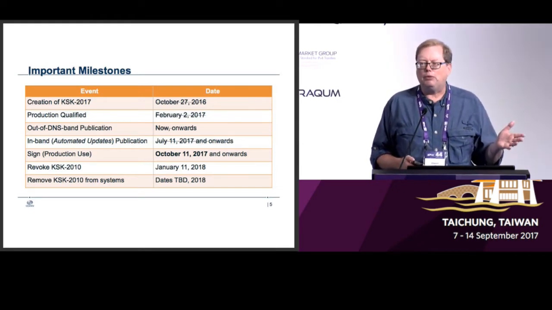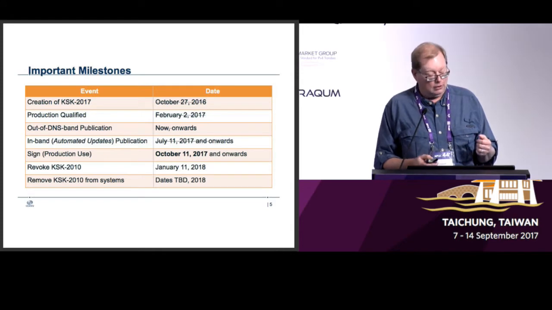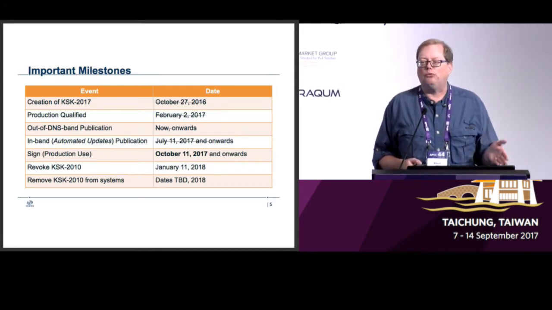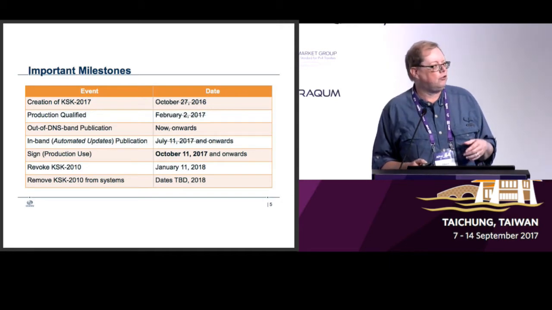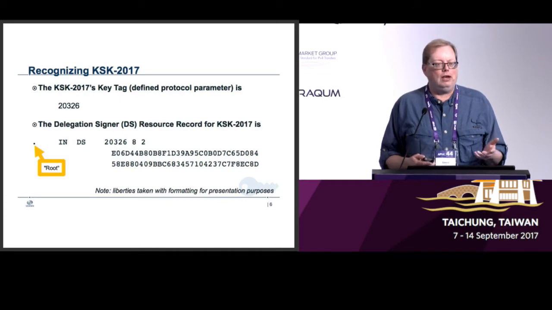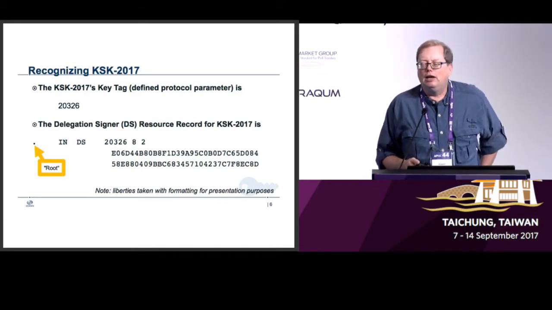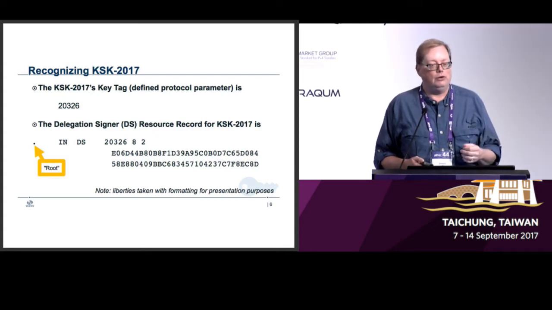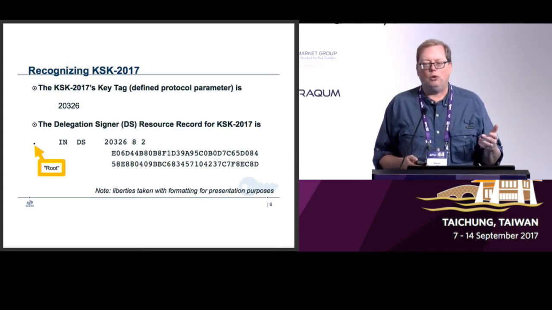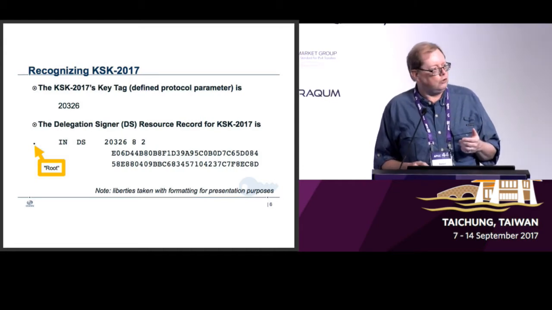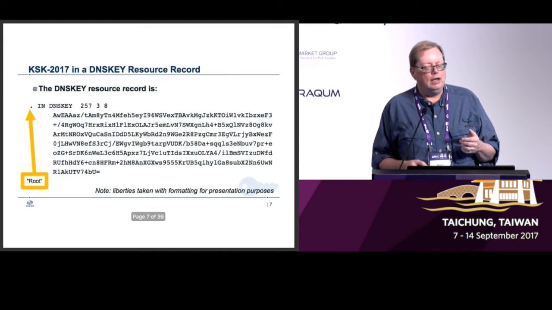Later on, we'll clean up the key and go on to the next step. But right now, October 11th is the next big event, which is the actual flip from the old key to the new key in production. Those people may come across the new key in different ways. Just so that you can identify which key it is, it has a number, 20326, and there are other formats on this slide and the next slide.